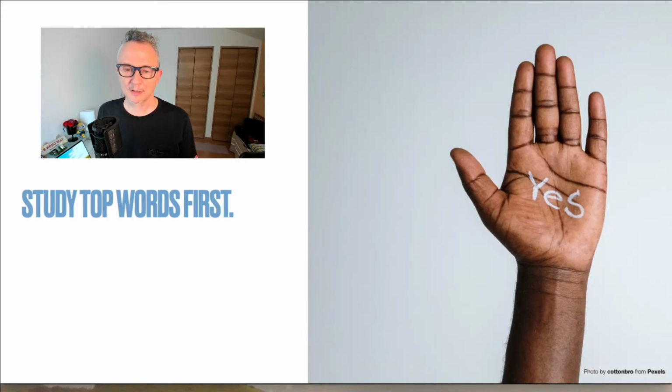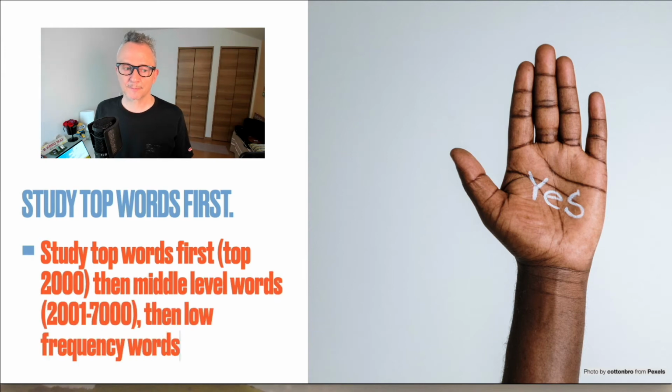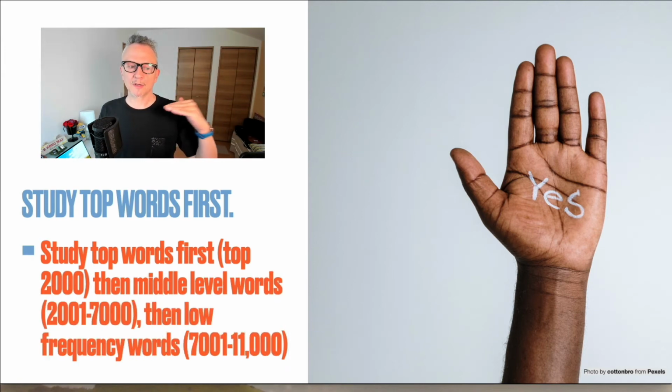Study the top words first. So that's the top 2,000 words. Then the middle ones are next. That's 2,001 to 7,000. And then the low frequency words, 7,000 to 11,000. To really study abroad and live in an English-speaking country, you probably need to know the top 9,000 words.